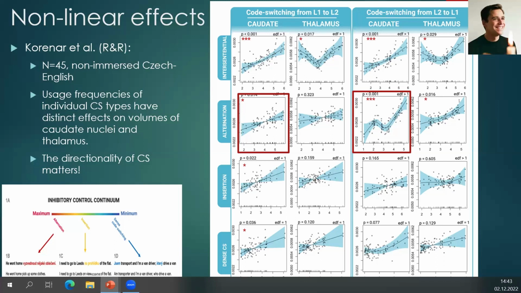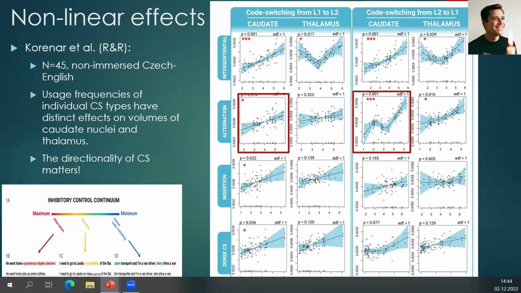So what we found is more significant effects when we were switching from L1 to L2, and the switching experience affecting the volume of the caudate in all types of code switching, right? So the more you switched, the bigger the caudate practically. And some effects on thalamus as well. Switching from L2 to L1, a smaller set of effects, but again, increased switching experience led to bigger volumes.